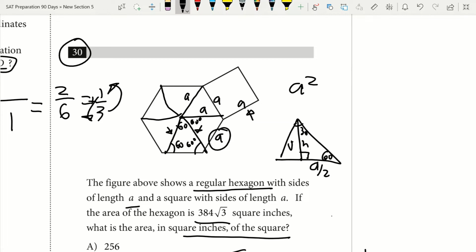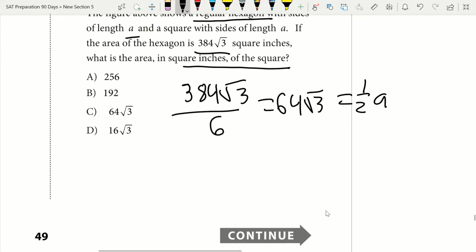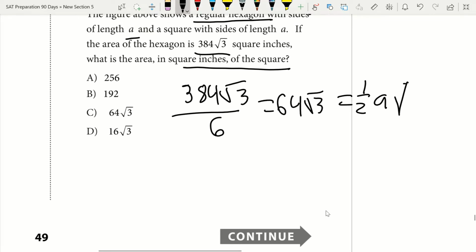Well, I know then that this right here is going to be root 3 times whatever this length right here is, which in this case is A over 2. So it's going to be root 3 times A over 2, which is going to give me A root 3 over 2. Okay, so that's my height. I take that height, that A root 3 over 2, and I put that right here, times A root 3 over 2.